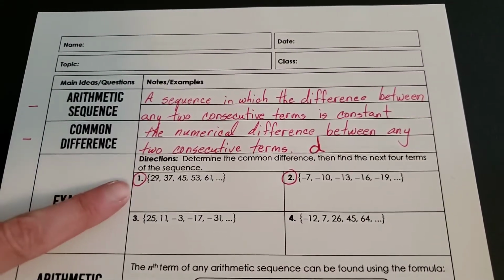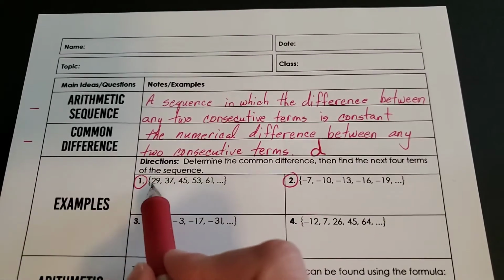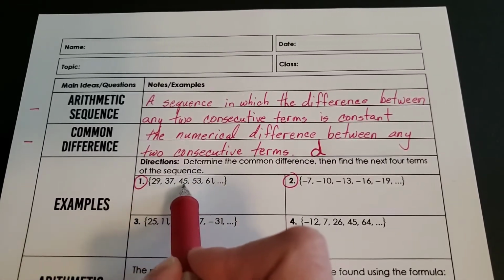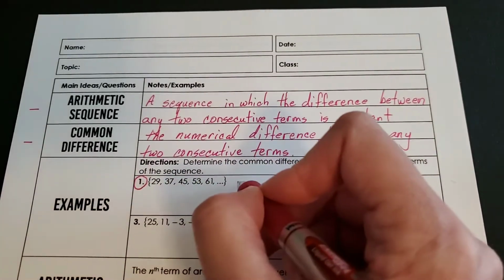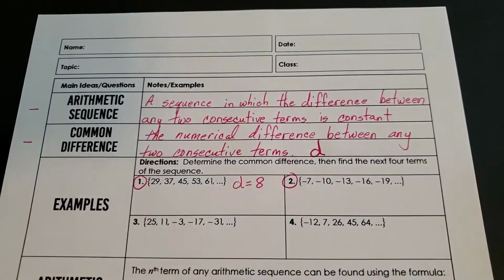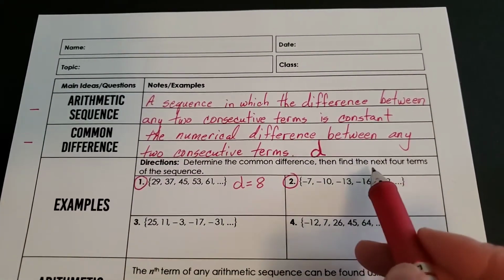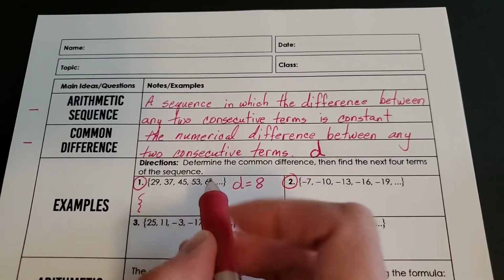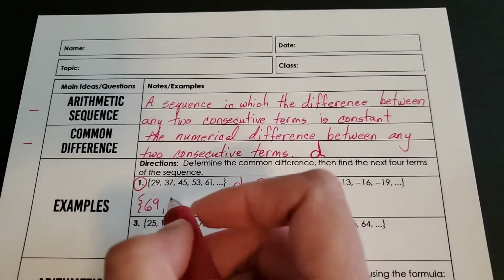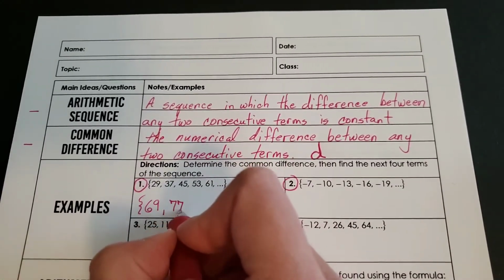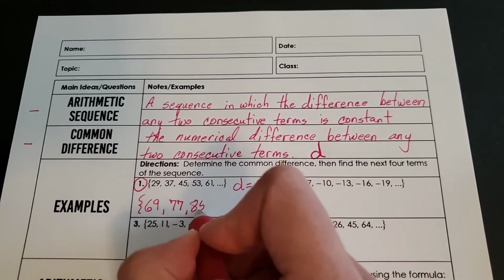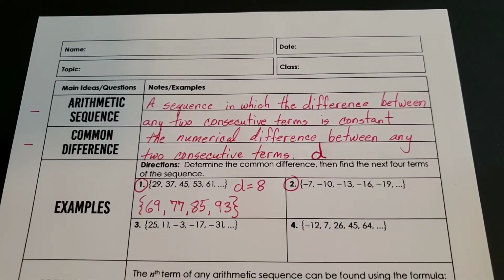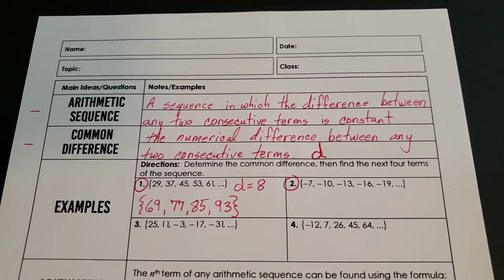So let's look at example 1 here. This is an arithmetic sequence. You can see that I am adding 8 each time. So my D value would be 8. And then if I want to find the next 4 terms, well, I can think of that recursively. I just keep that going. 61 plus 8 is 69, plus 8 is 77, plus 8 is 85, and plus 8 is 93. There we go. Feels like what we did before.